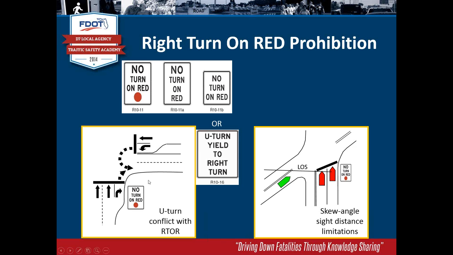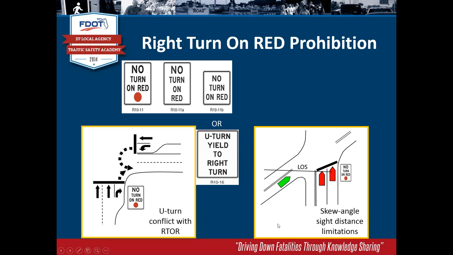So it's something that you would definitely want to consider in that type of operation where you have heavy right turns and they're operating on a green arrow at the same time the left turn has a green arrow. You want to either prohibit the U-turns or make sure you install this sign to let people know that the U-turn has to yield to the heavy right turn that also has a green arrow.